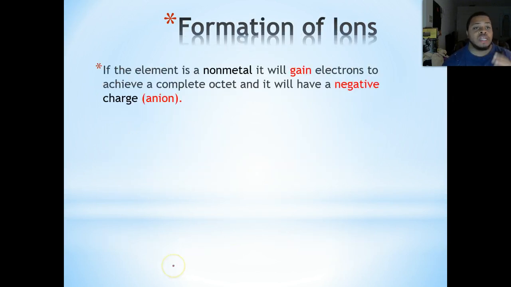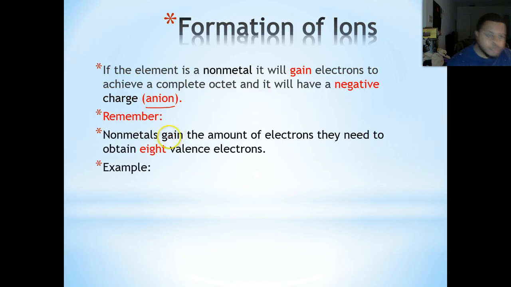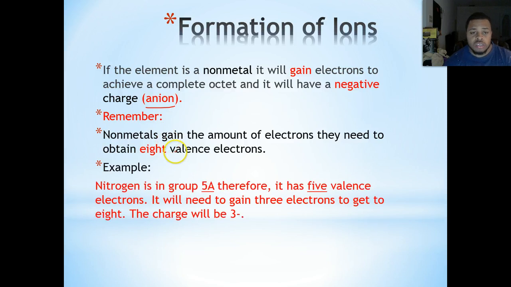Now, if the element is a non-metal, it's going to gain electrons. And we call this an anion. It's going to have a negative charge, and it's going to be an anion. Now, when non-metals gain electrons, they need to obtain 8 valence electrons. For example, nitrogen is group 5A. Now, the overall goal, again, is the octet. Octet meaning 8. It has 5 valence electrons. It'll gain 3 in order to have 8. So it's going to have a charge of negative 3. That's what we see here.